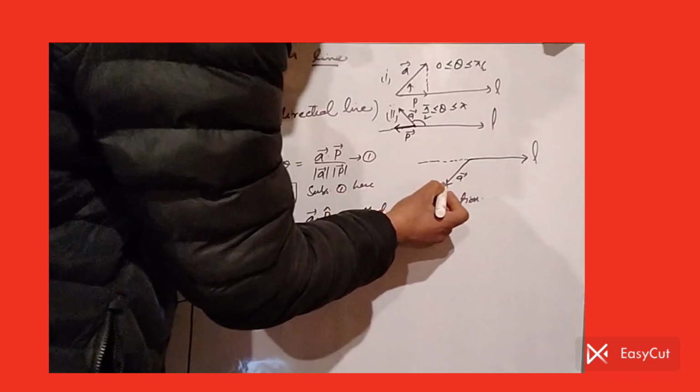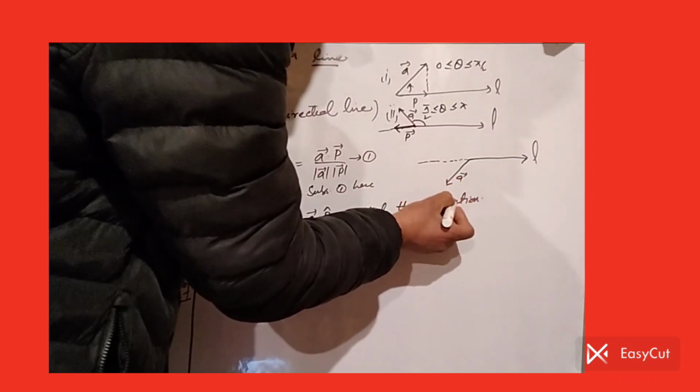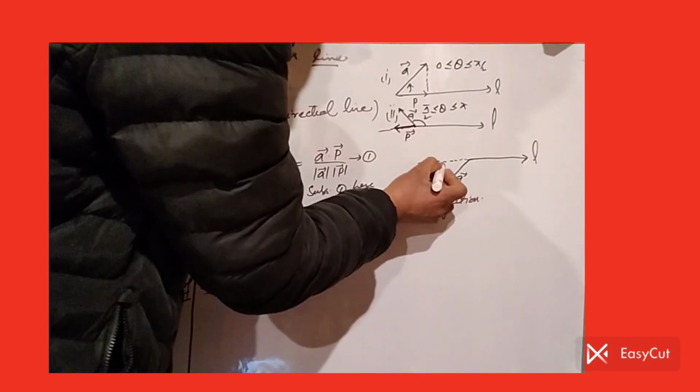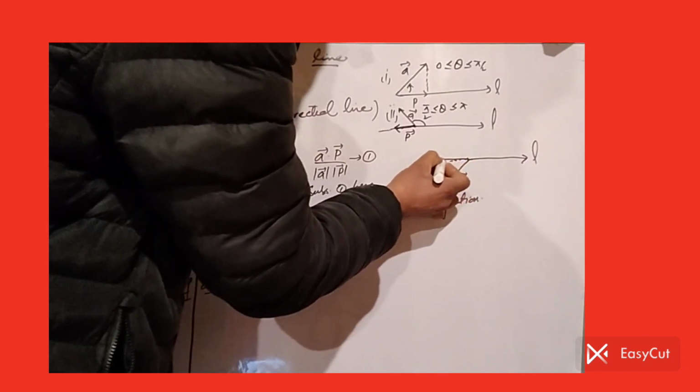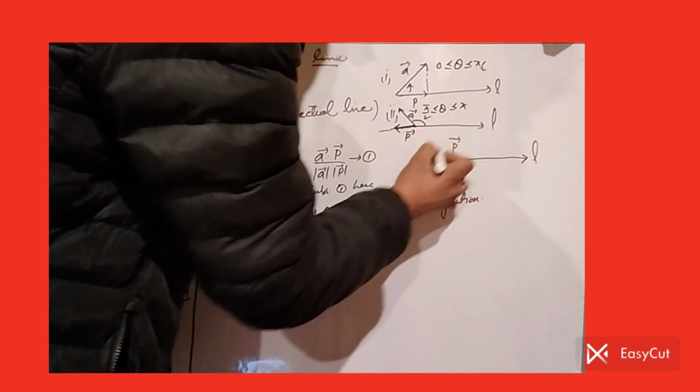Okay, so in this direction projection is again negative, because if we put a torch here, its shadow is going to be somewhere here. That means your projection vector must be somewhere here.